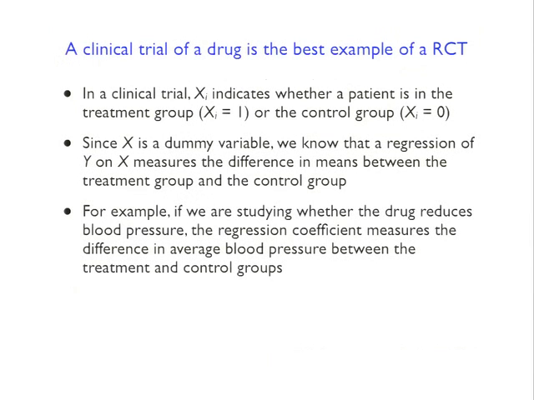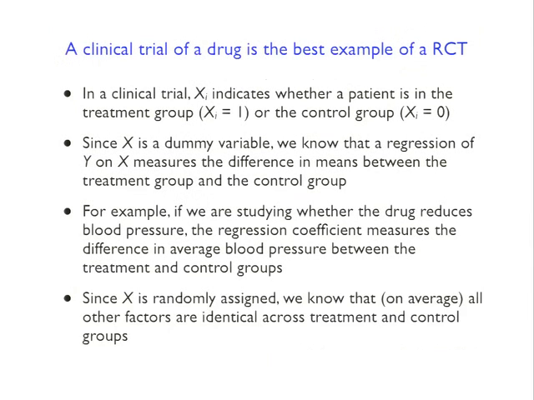So if we were studying whether a drug reduces blood pressure, then the regression coefficient would measure the difference in average blood pressure between the treated group and the control group. And again, since x is randomly assigned, we know that on average, all other factors across these two groups must be identical, at least in expectation or on average.